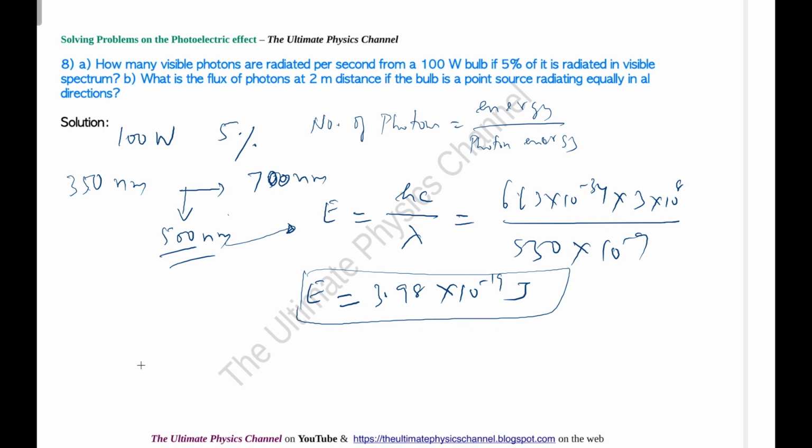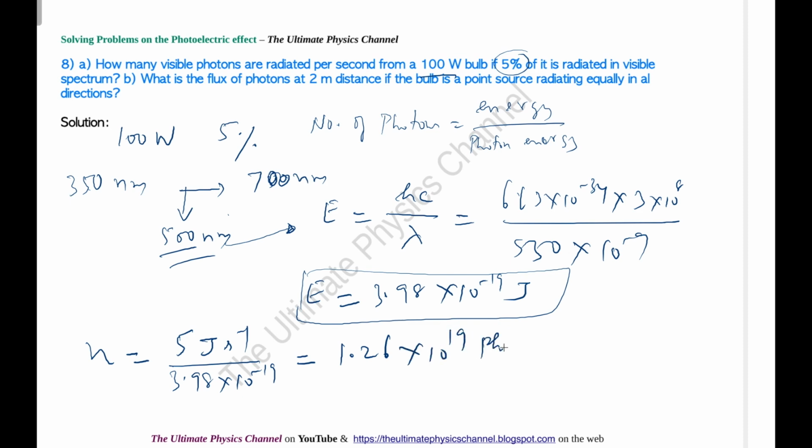Number of photons, let's say n, is equal to the total energy radiated by the bulb, which is 100 watt, over this, but here only 5% has to be taken, so that is 5 watt only. So 5 watt or 5 joule every second, divided by the energy of each photon, that is this. If you calculate this, you get 1.26 times 10 power 19 photons.